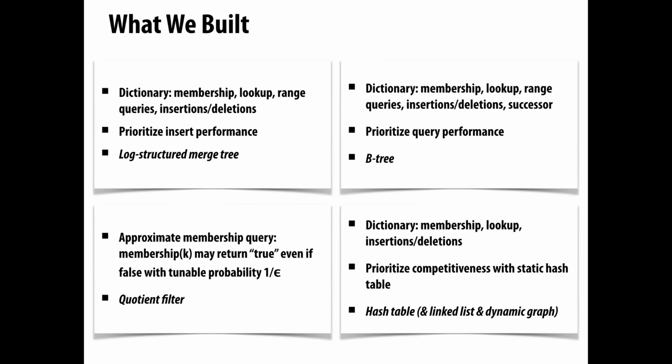So I'm going to talk about each of these just on one slide each, but I'm mostly concentrating on some of the big picture issues that we ran into. So what we looked at was a log structured merge tree, a B tree, a quotient filter, and a hash table with which we built linked lists and with which we ended up building dynamic graphs. And I'll talk about each of these individually.